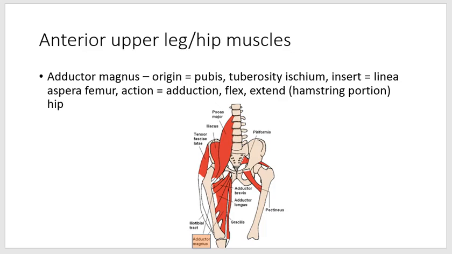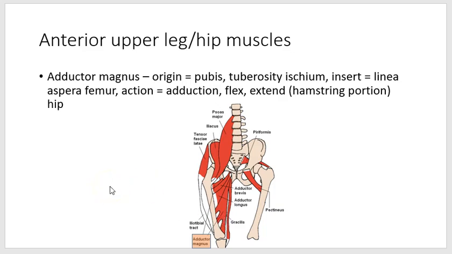Then we get to the adductor magnus. If you look at it, you can see it right here and up here. It is deep to your adductor longus and to the adductor brevis. It's below those. And it is really big. It takes up a lot of space, this adductor magnus does.